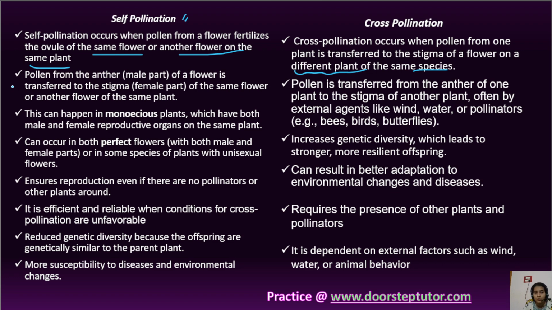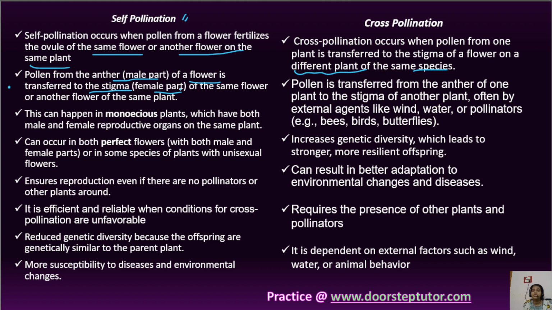In case of self-pollination, the pollen from the anther, that is the male part of a flower, is transferred to the stigma, or the female part, of the same flower or another flower. So this is the process of self-pollination. In case of cross-pollination, the pollen is transferred from the anther of one plant to the stigma of another plant, but here some external agents are required.